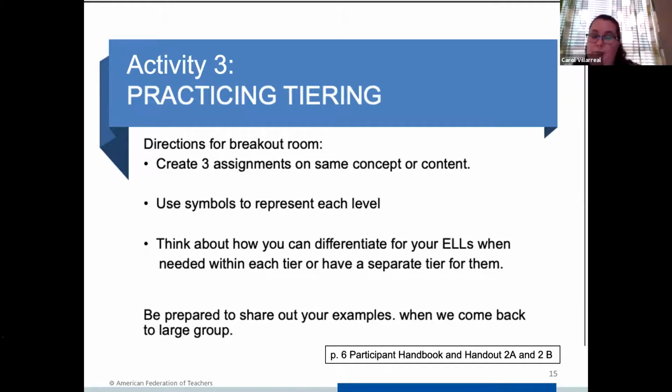Okay, so we had a math example, we had a reading example, we had a science example. We have tiered vocabulary. Tier 1 is just cars, different types of cars. Tier 2 would be varying shapes of cars. And tier 3 would be what makes the car run. Okay, so vocabulary can be tiered.